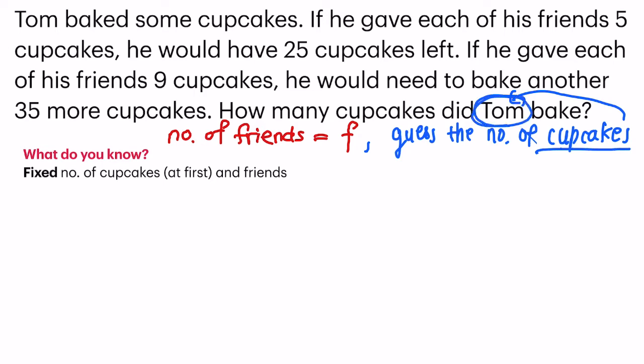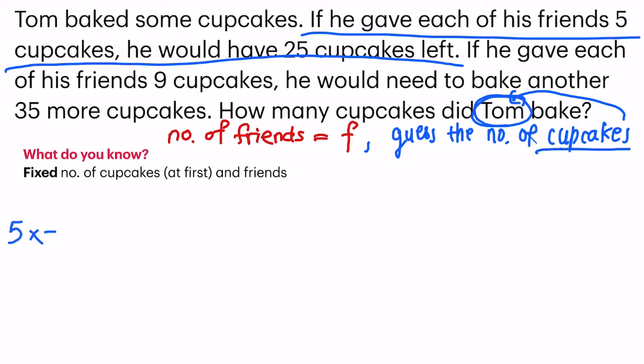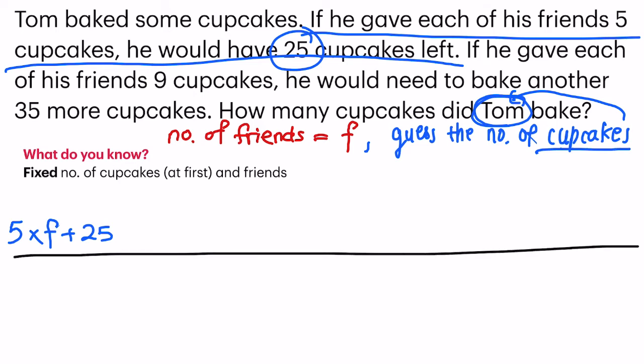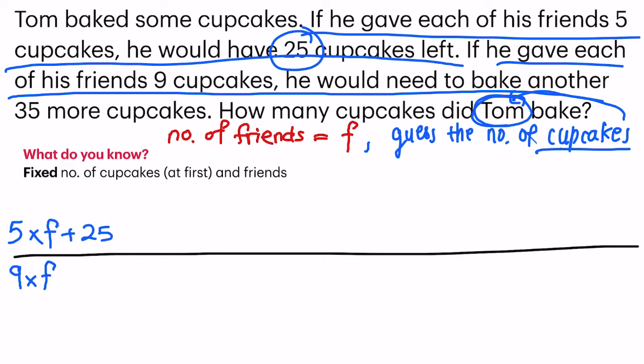Okay, so let's take a look at the 2 scenarios. The first one. If he gave each of his friends 5 cupcakes, so 5 cupcakes times the number of friends, he would have 25 cupcakes left. So after distributing, he still has 25 left. That's my first scenario. Second scenario. If he gave each of his friends 9 cupcakes, so 9 times the number of friends, he would need to bake another 35 more cupcakes.